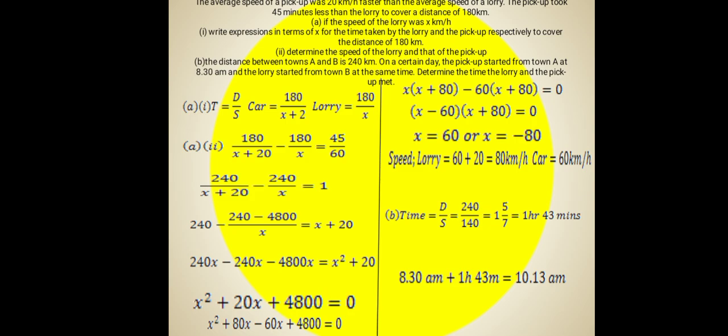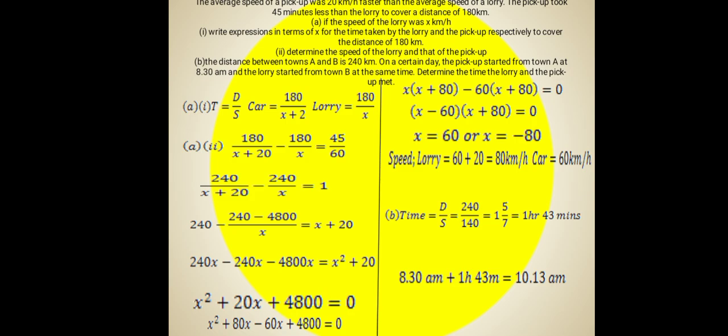Part B, we have been told the distance between town A and B is 240 kilometers. On a certain day, the pickup started at A, the lorry started at town B. Now, at what time do they meet?